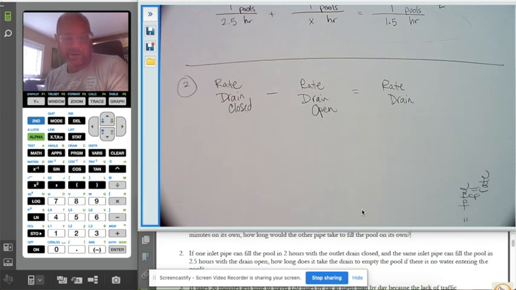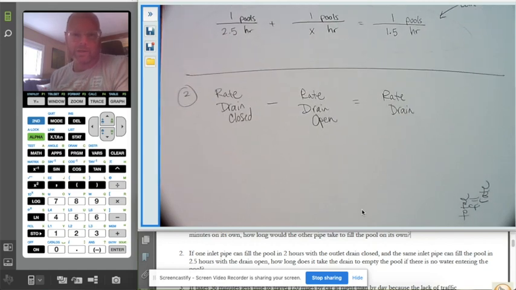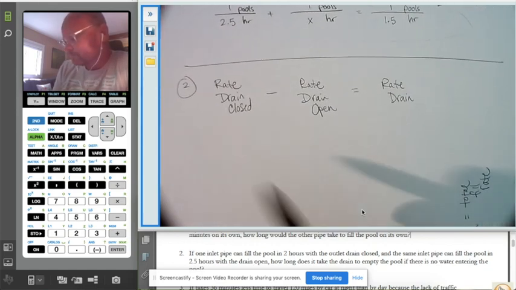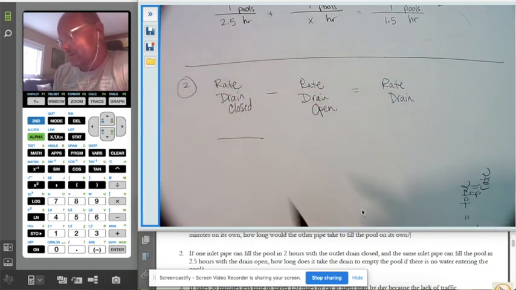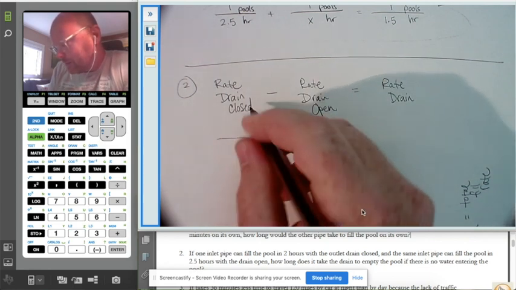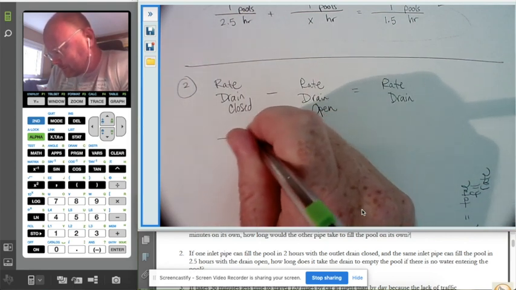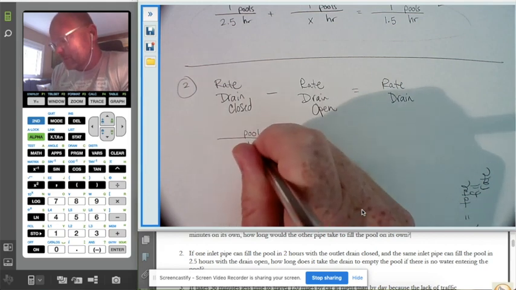So we're talking about rates again, okay? So what are the units here? Just like in problem number 1, we're talking about pools per hour. All right, so when the drain is closed, we're going to be able to fill up some number of pools in some number of hours.